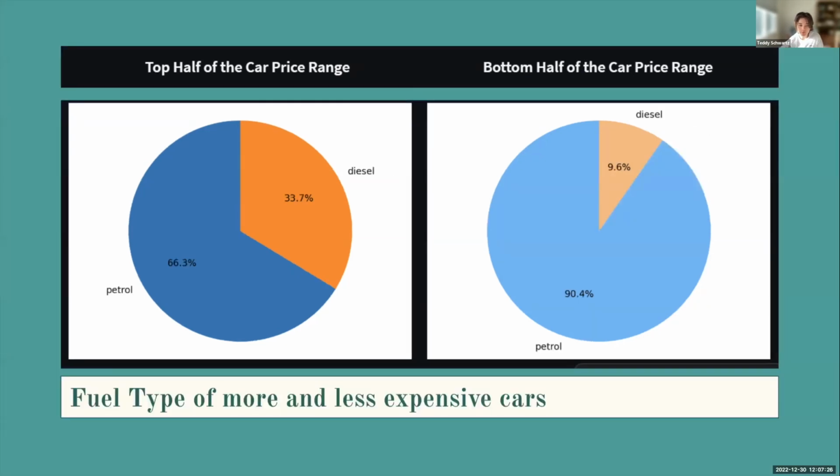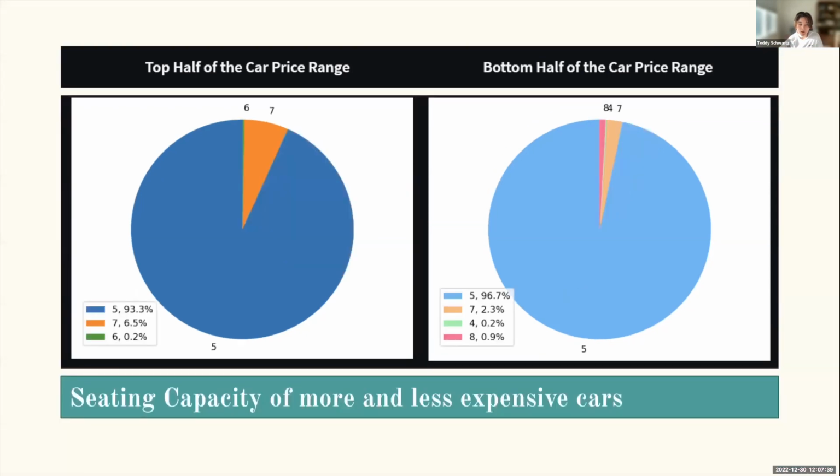Then we did the same thing for the fuel type of the different halves of the price range. You can see that petrol is definitely more common across the board, but again, in the bottom half, it's overwhelmingly common. And then lastly, we examined the seating capacity of both halves. You can see that 5 seats is definitely the most common, overwhelmingly. And although 7 seats is a bit more prevalent in the top half of the price range, really it's 5 seats across the board. It doesn't make too much of a difference.